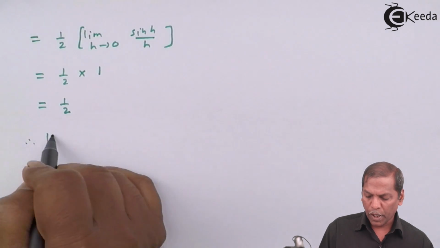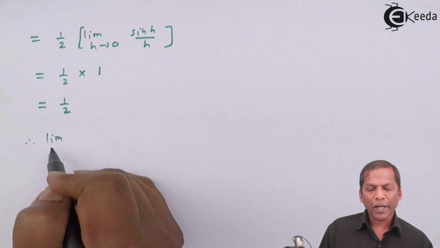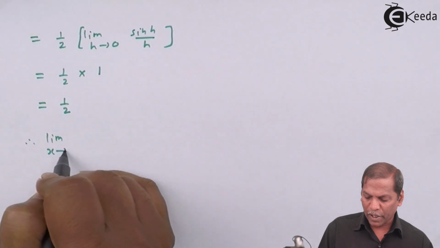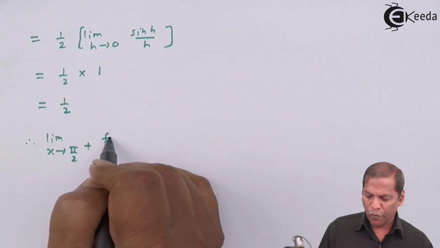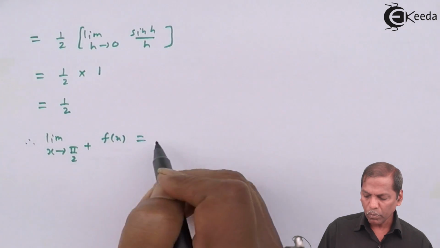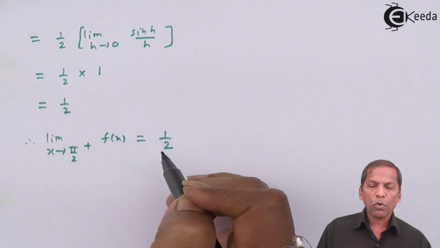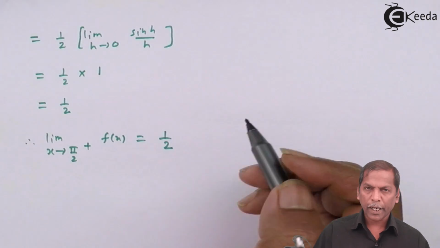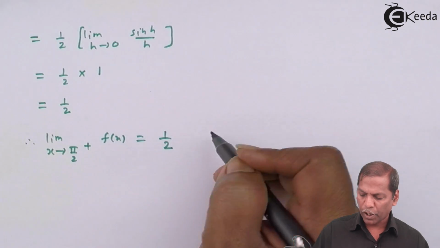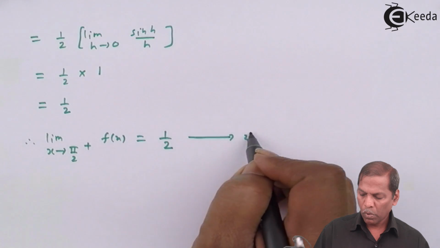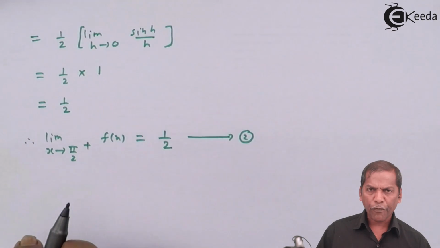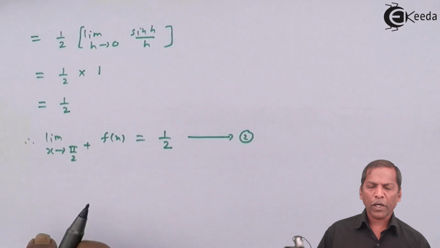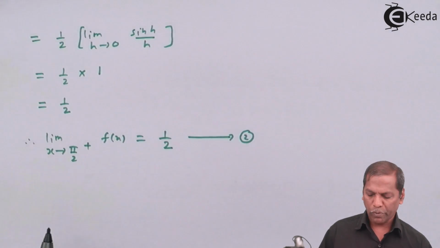So in this way the right hand limit, that is limit x tends to pi by 2 plus f of x, is equal to 1 by 2. Let us denote this as equation 2. Now the third step of the question is f of pi by 2, that is when x is equal to pi by 2.